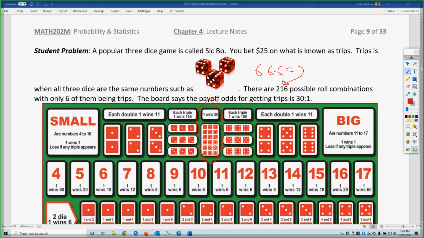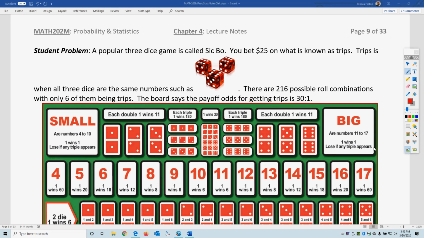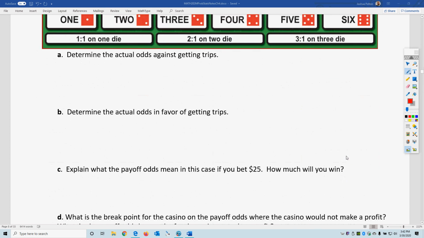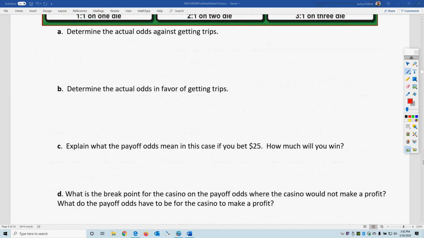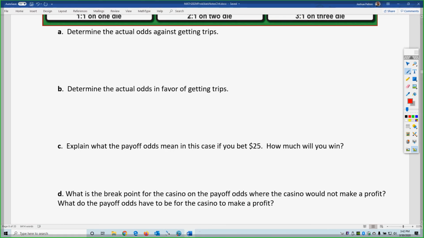Okay? And if you win here, it's 30 to 1, or 1 pays 30, is what this board pays for payoff odds. Okay, so let's go down and do the math here. So we get the probability of winning and the probability of not winning.